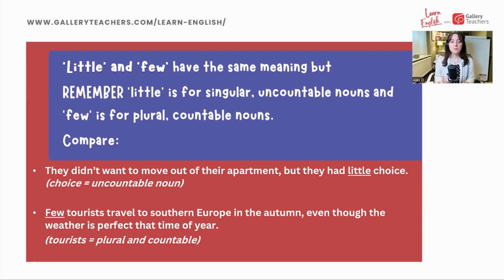Example, they didn't want to move out of their apartment, but they had little choice. Choice is uncountable in this context, so we use little, and it's got that negative meaning. Other example, few tourists travel to Southern Europe in the autumn, even though the weather is perfect that time of year. I hope you all noticed the use of even though from our last masterclass. So tourists, plural and countable, few tourists, not as many as maybe they would expect.